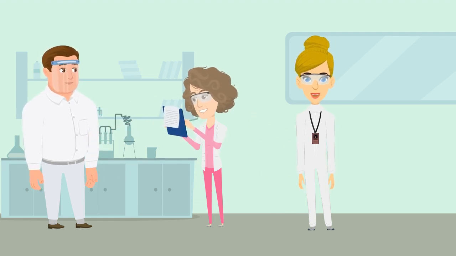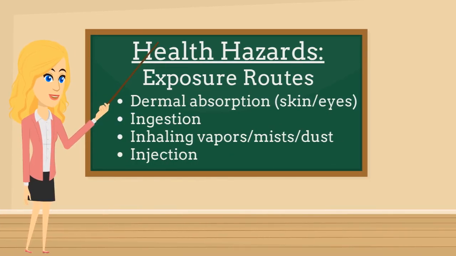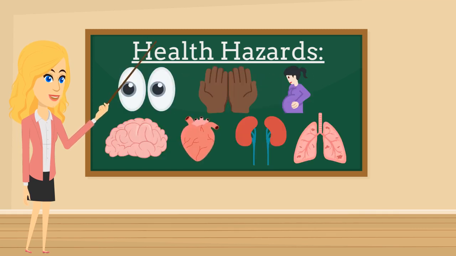conduct a hazard classification. Employees that work with chemicals can be exposed to health hazards through a variety of exposure routes. These are absorbing the chemical through your skin or your eyes, ingesting the chemical, inhaling vapors, mists, or dust produced by the chemical, or the chemical being injected into the body. Chemical health hazards include those that affect the eyes, skin, reproductive systems, the nervous system, and specific target organs such as the brain, the heart, the kidneys, the lungs, and others.